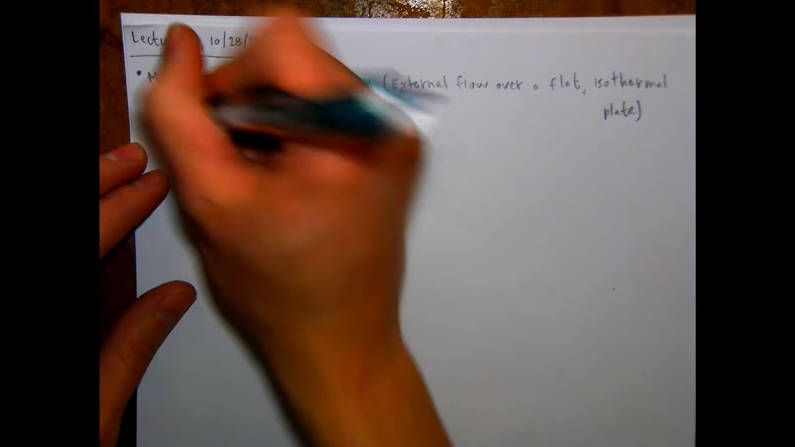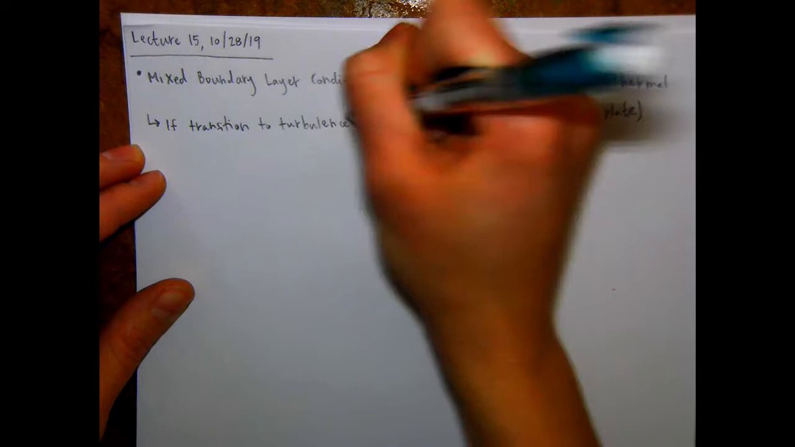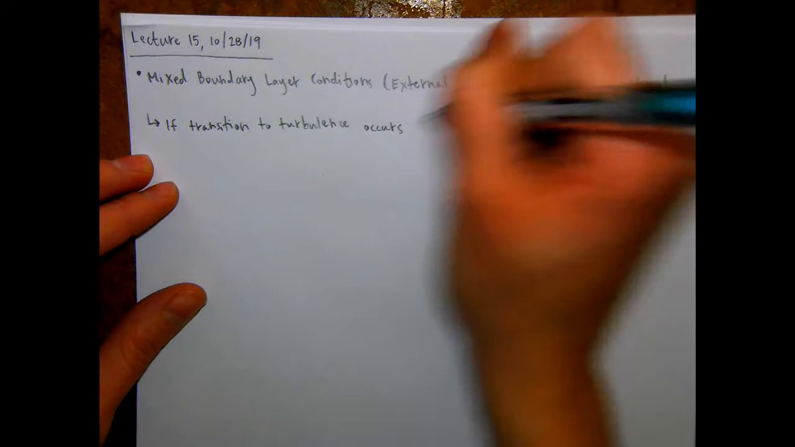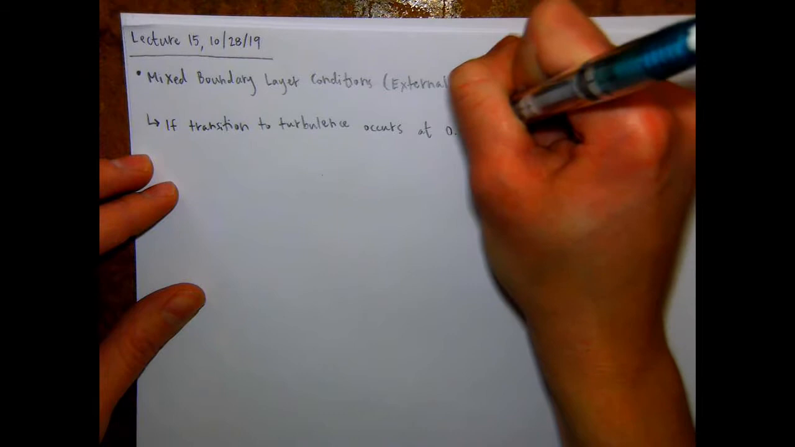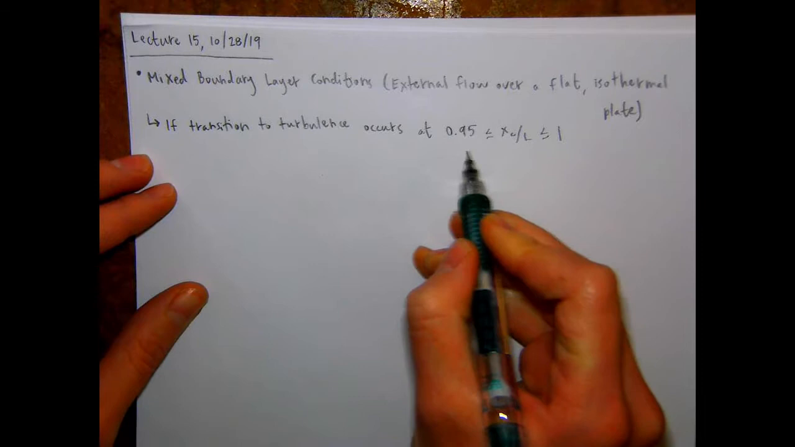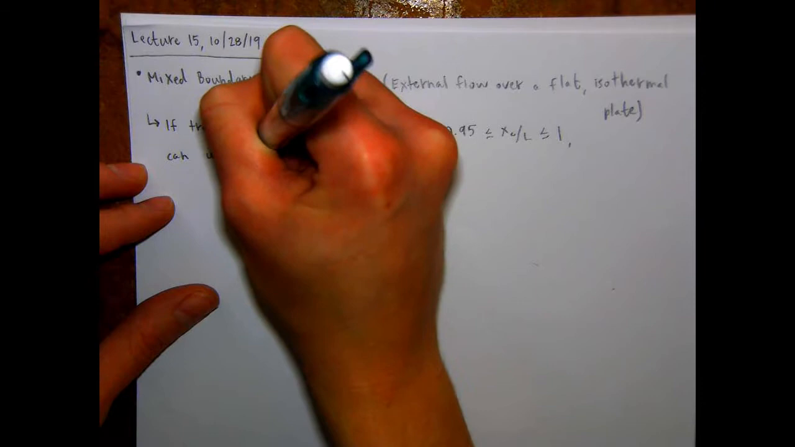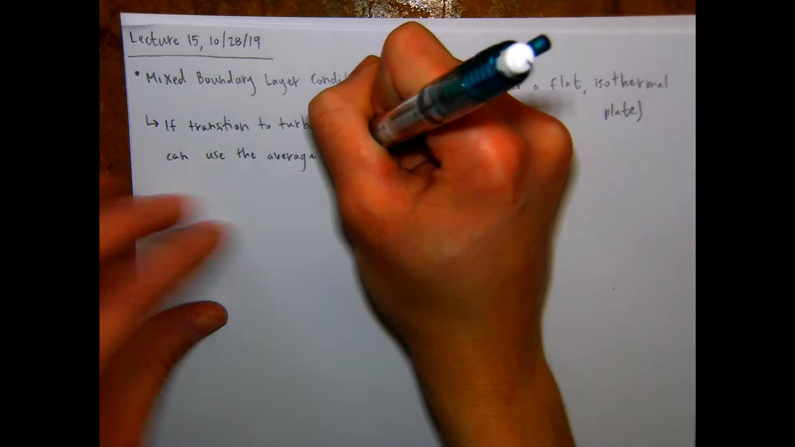So we'll say if transition to turbulence occurs at 0.95 to 1, so 95 to 100% of the length of the plate, you can use the average parameters for laminar flow, or the average expressions.